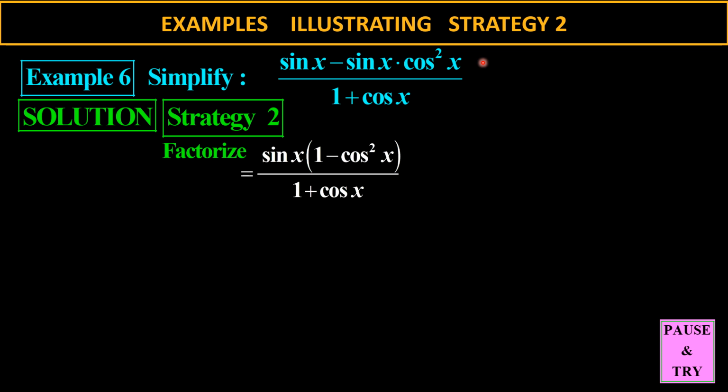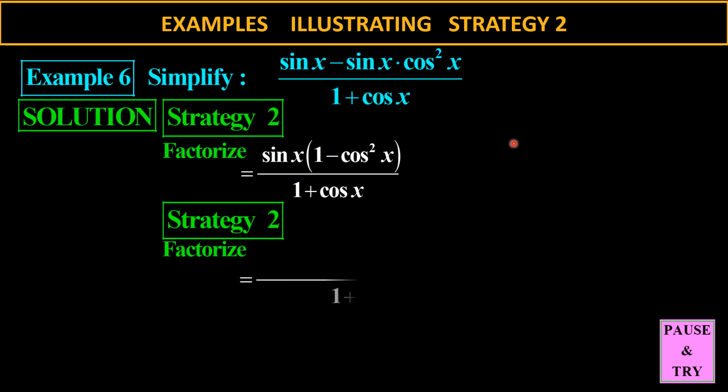Okay. Now I have to look at strategy 1 again. Are there any like terms here? Can I cancel out? Nothing. So I have to now try to factorize further. Okay. After 1 you go to 2. So I can factorize. Yes, I can factorize 1 minus cos squared x, which is 1 plus cos x and 1 minus cos x.